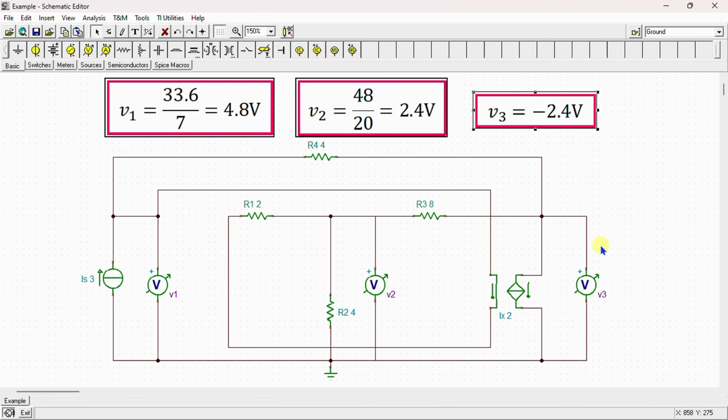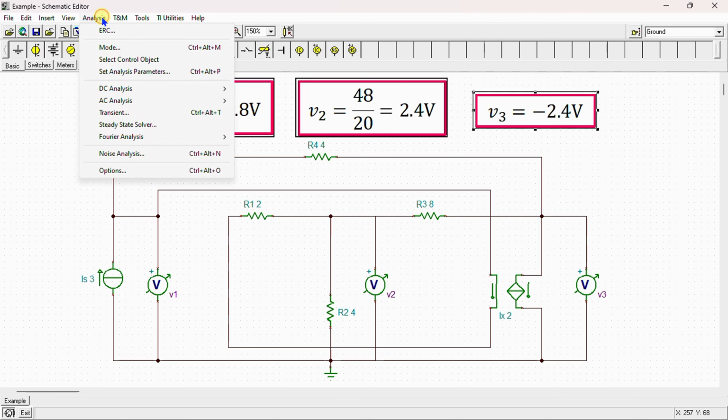Here is our network drawn in SPICE simulator. We can see here the independent current source IS, and the dependent source, a current controlled current source, resistors R1, R2, R3, and R4. We connect here a voltmeter to measure the node voltage V1, and here a voltmeter to measure the node voltage V2, and here a voltmeter to measure the node voltage V3. Let's move on to analysis.